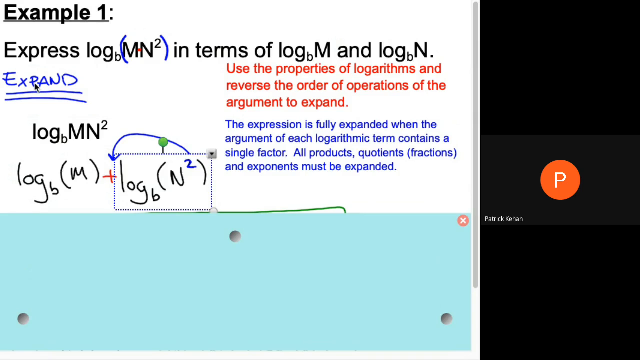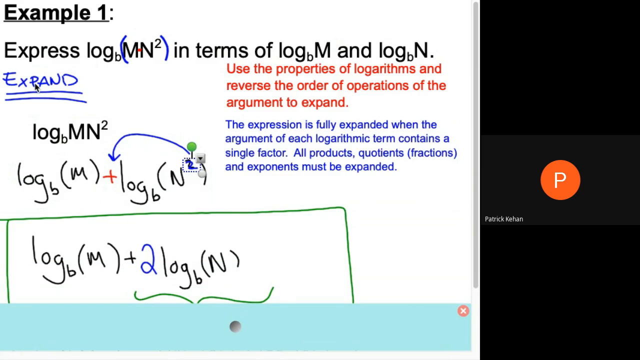So we're going to use our power property here, where we can take this exponent of 2 and bring it out in front of the logarithm. That's what we're going to do next. And at this point, we have the original log base b of m from up above, plus, and now it's 2 times log base b of n. At this point, this would be considered fully expanded, okay? The argument in both of these log expressions contains no multiplications, no divisions, no fractions, no exponents.